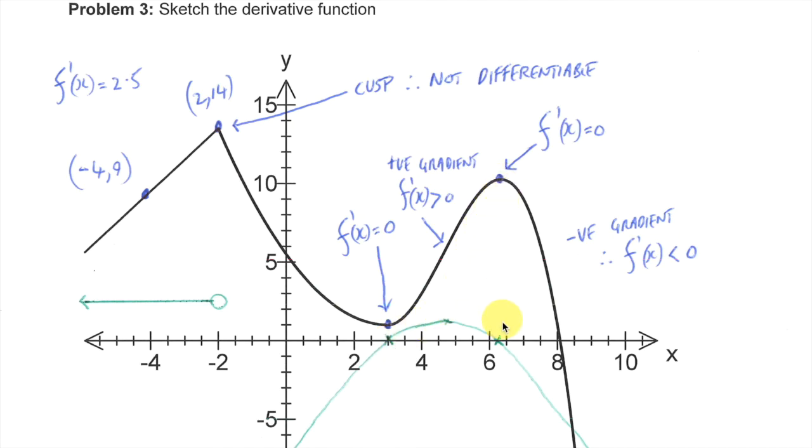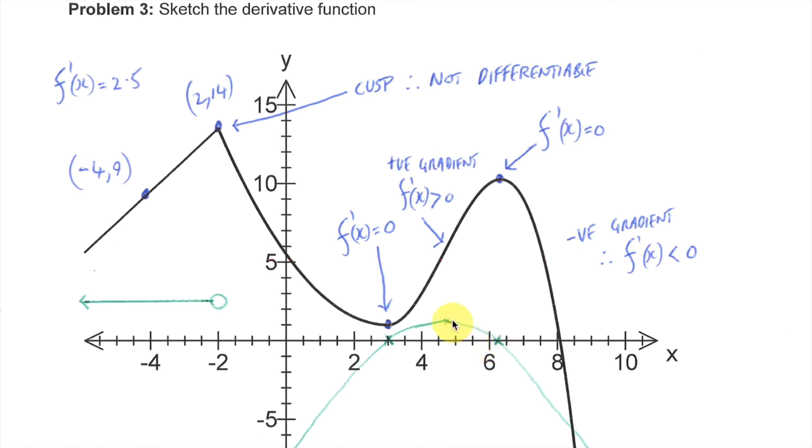Another turning point, x-intercept for the derivative. Notice on the right-hand side of this turning point, the graph goes down towards the right. It has a negative gradient. So the derivative function will be shown as being less than 0, which it is here. Between this turning point and that turning point, the original graph is increasing. That is that it has a positive gradient. So between those x values, the derivative function needs to be shown as being above the x-axis. That is that it's positive.